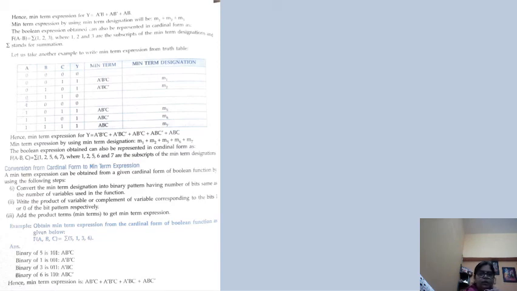See here also an example has been given. Go through each and every example, students, and write it down in your classwork note copy, classwork register. I am going to send the PDF of this PPT. All the things should be written very clearly.